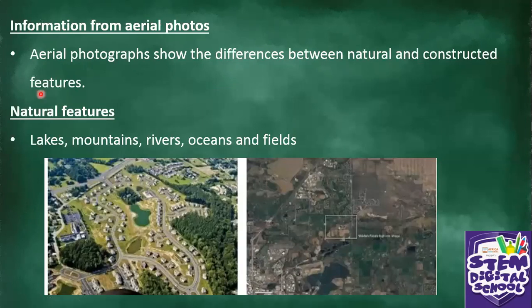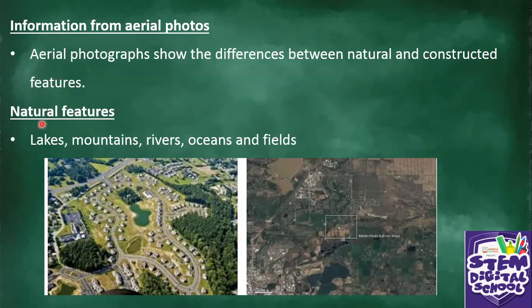So what type of information do we get from aerial photographs? Aerial photographs show the differences between natural and constructed features. So we are able to tell which natural features are there, which constructed features are there. Yes, Natalie, they show roads. That's correct.